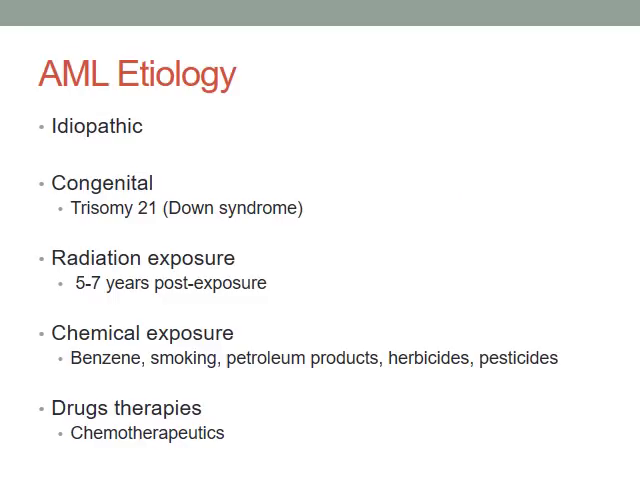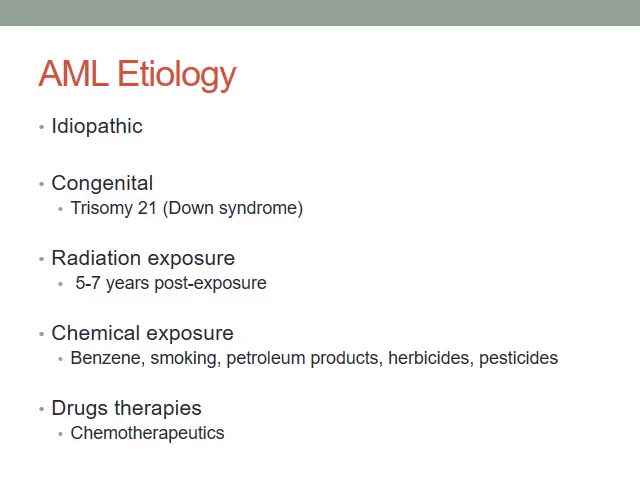AML has a variety of potential etiologies. Some of the causes of AML can be idiopathic, meaning that it is due to a spontaneous mutation of the cells. There are some other causes of AML. Another common cause is a congenital abnormality. This is especially seen in patients with trisomy 21 or Down syndrome. This is because those patients have a third copy of the 21st chromosome.